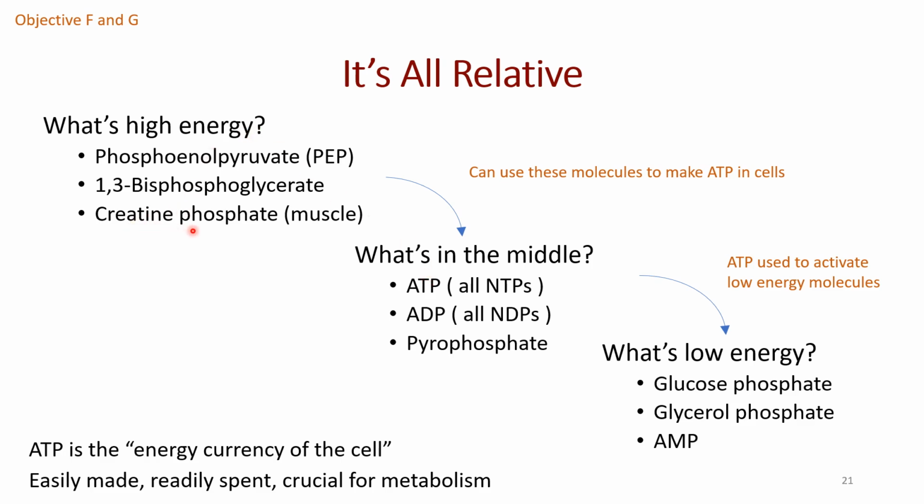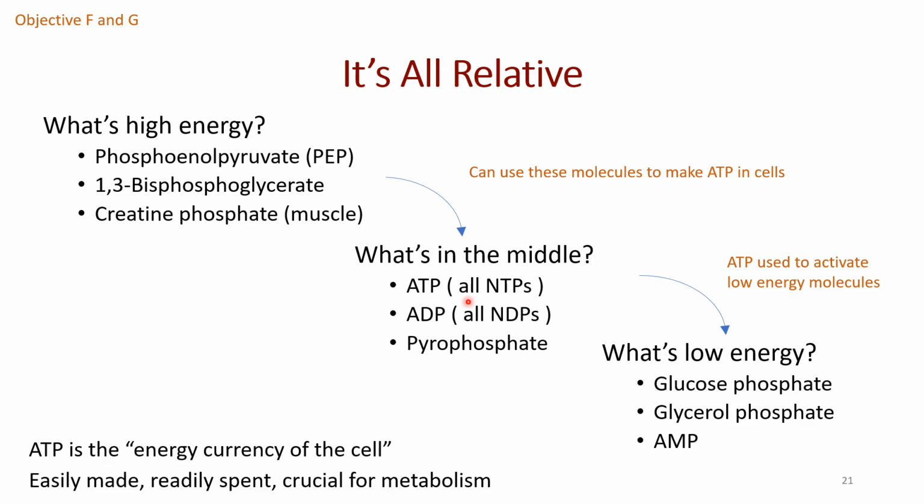There's also a molecule called creatine phosphate in muscle, which we'll talk about pretty soon. Creatine phosphate also has high energy, and it can be used to phosphorylate an ADP molecule to recreate ATP inside the muscle. So these are higher than ATP, so they're used to make ATP. But then ATP is going to be used to phosphorylate glucose or glycerol or other molecules, proteins, or whatever, because ATP has enough energy to work on these lower energy molecules.